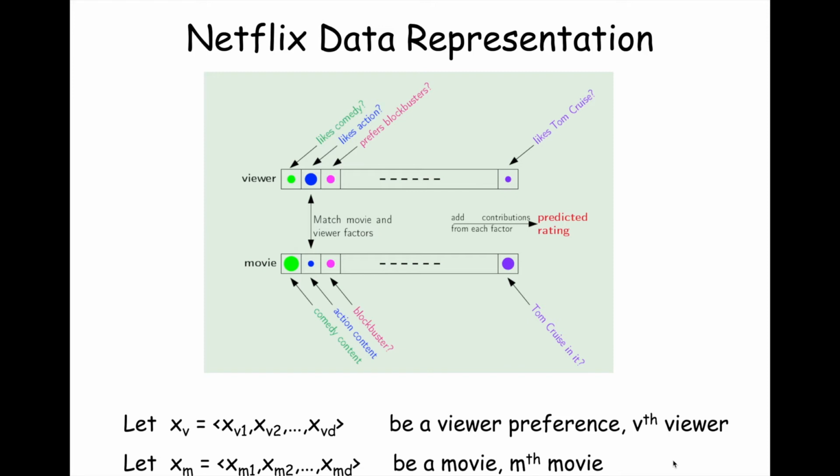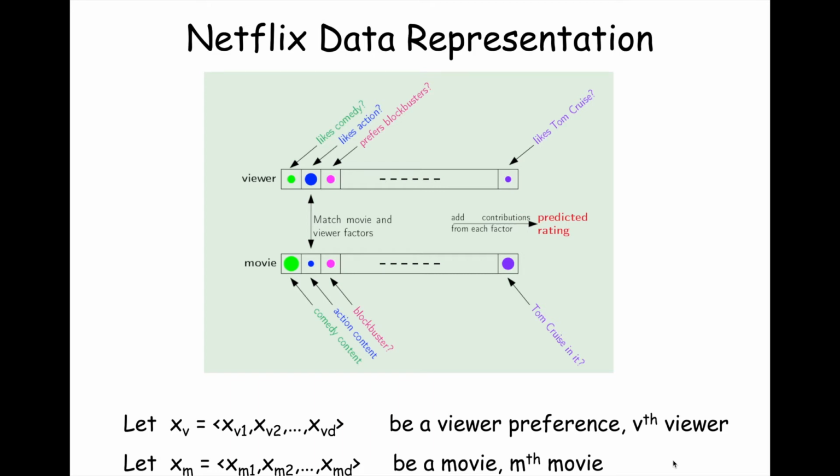So of course, when you're doing a rating, a rating is higher if the viewer preference coincides very closely with the content of the movie, right? If you prefer something and that movie has that, it's going to be higher. If you don't prefer something and that movie has a lot of something you don't prefer, the rating's going to be lower.